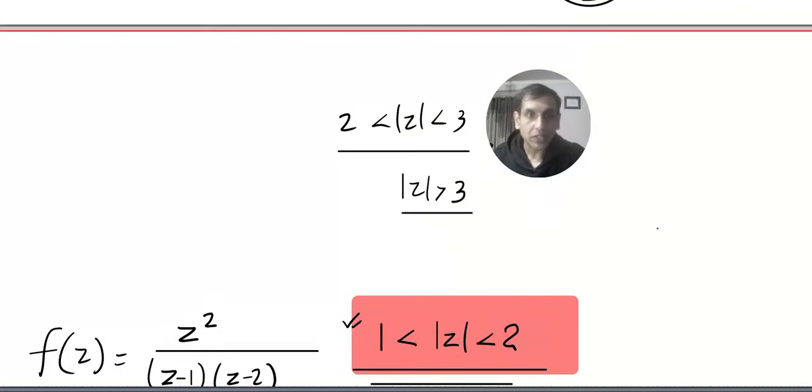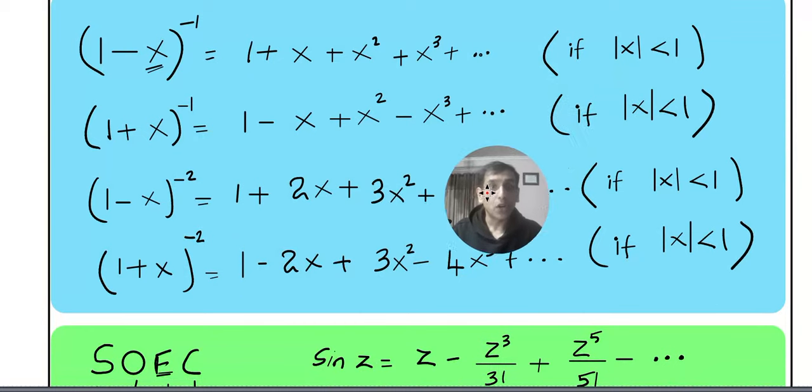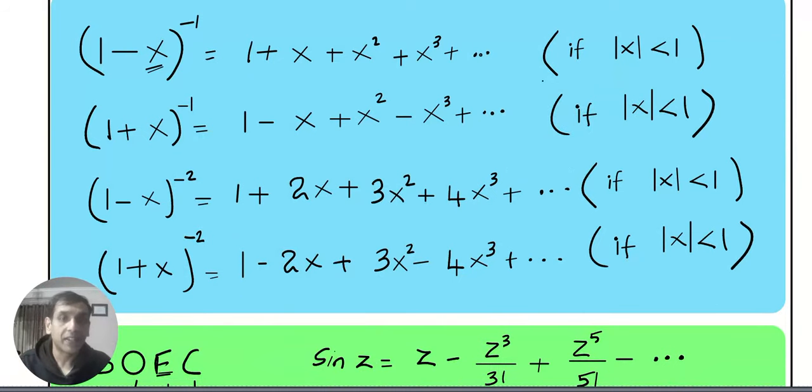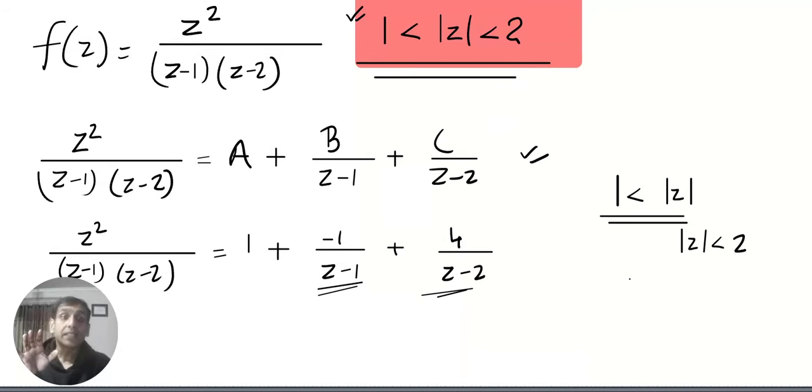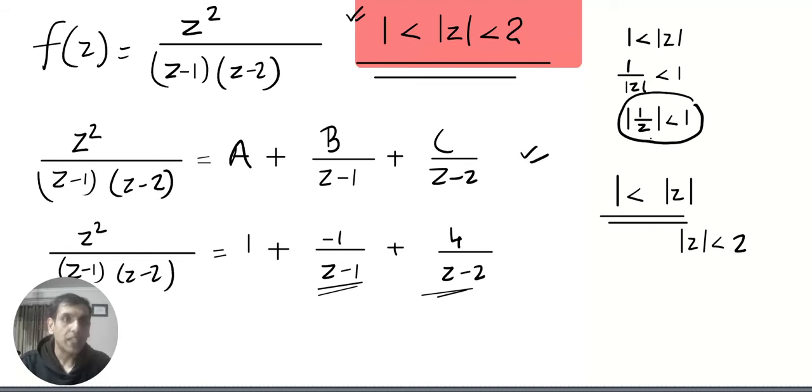Now, let's take a look at the formulae. So, look at all the formulae very closely. All these formulae will work only if modulus of this quantity is less than 1. Now, that is exactly what we are going to use now. Can you see? 1 is less than mod z. I'm going to divide both sides by mod z. And I'll apply the property of modulus. That means I want 1 by z. Now look at the other part. Mod z is less than 2. I'm dividing both sides by 2.